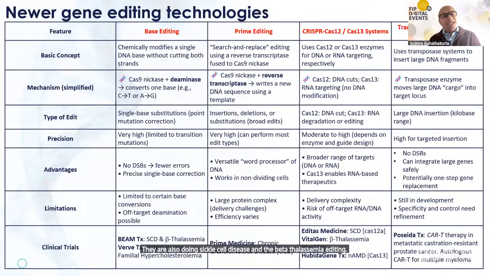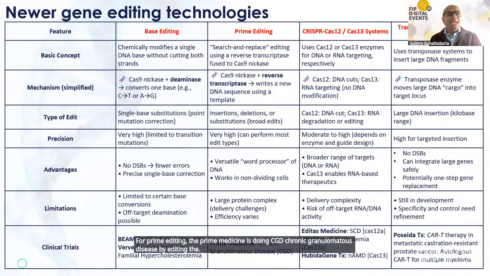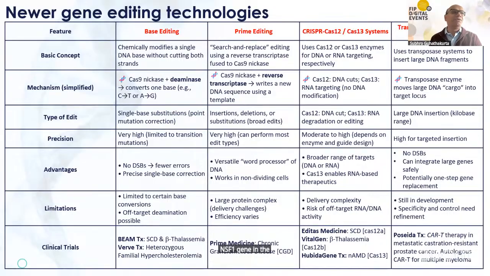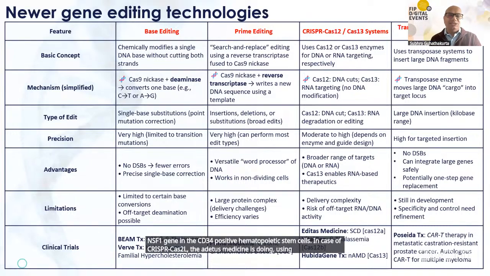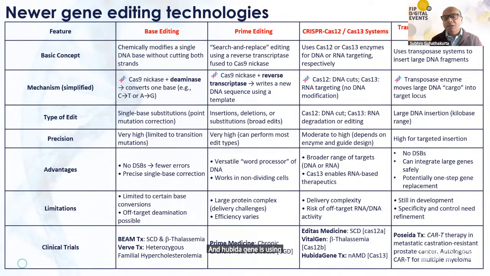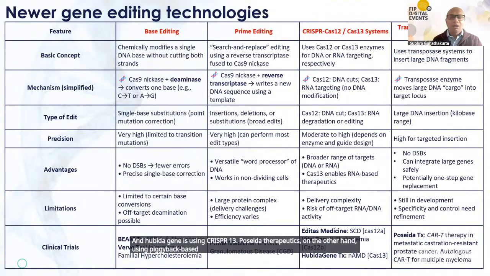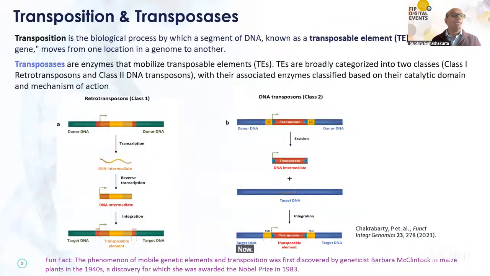For prime editing, Prime Medicine is doing CGD, chronic granulomatous disease, by editing the NCF1 gene in CD34 positive hematopoietic stem cells. In the case of CRISPR-Cas12, Editas Medicine is using CRISPR-Cas12a, Vitalgene is using CRISPR-Cas12b, and Hubigene is using CRISPR-Cas13. Poseida Therapeutics, on the other hand, is using a PiggyBac-based CAR T therapy for metastatic castration-resistant prostate cancer and other CAR T therapy.